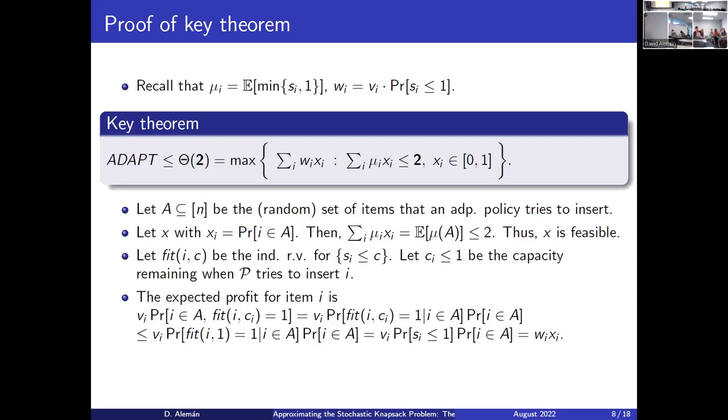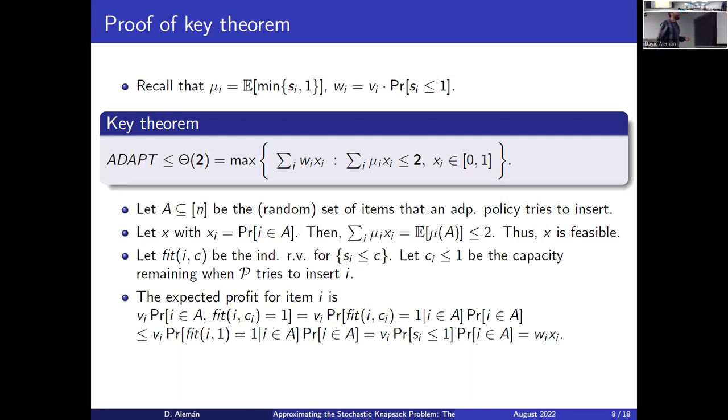All right. Now, this quantity is equal to this. We're just using the definition of conditional probabilities. And now this probability here is going to be at most the probability that fit I, comma one is equal to one, right? Because one is greater equal than ci. Now, if we look at these two events, fit I of one equal to one and I belonging into A, you notice that this event is independent of this, right? And therefore, this probability here is equal to the probability that fit I of one is equal to one, which is equal to the probability that SI is at most one. And hence we have this inequality. And that inequality is precisely WI XI by your definition of WI and XI.